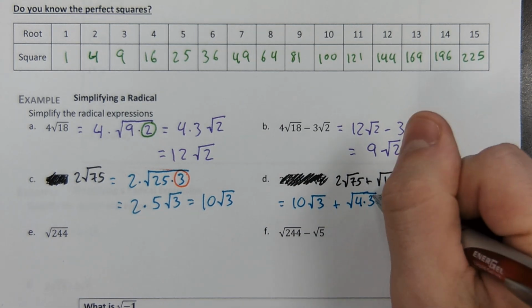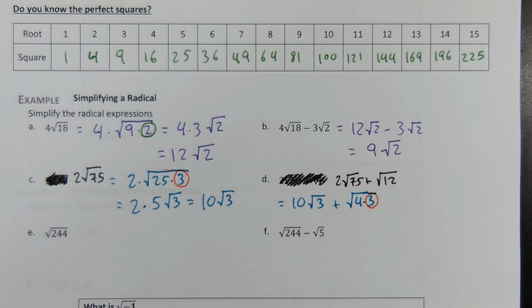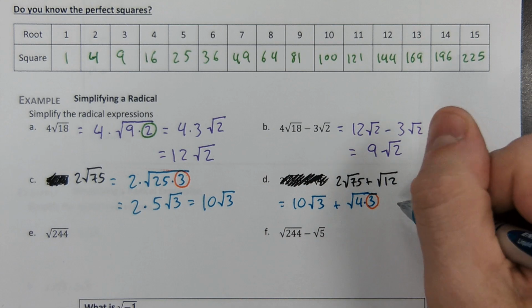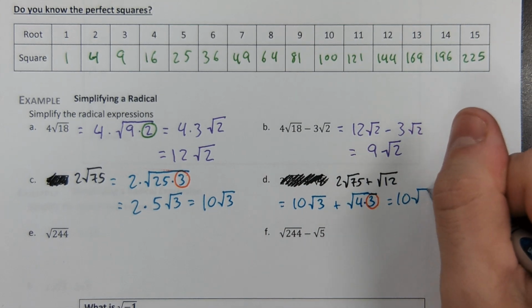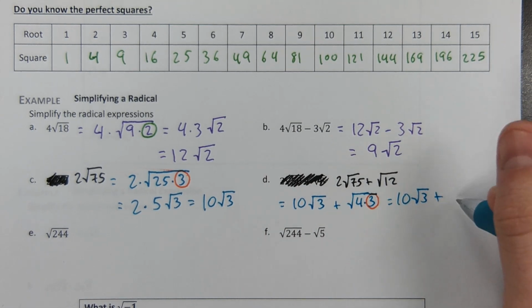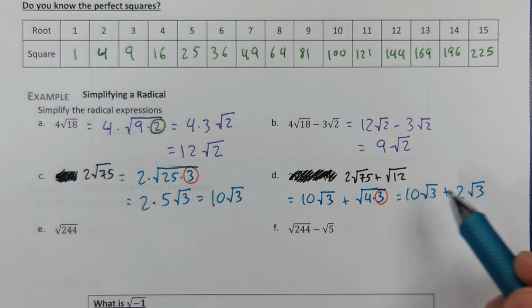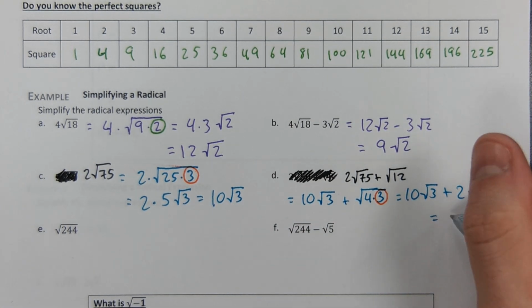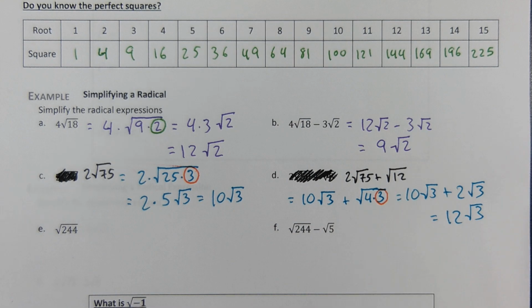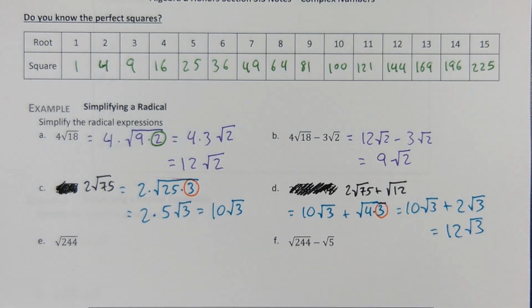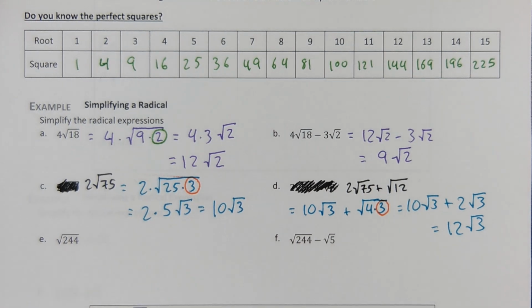This 3 will be trapped in here, but the square root of 4 will get to come out. So I have 10 root 3 plus the square root of 4, which is 2. 2 root 3. Now these are like objects. 10 root 3s plus 2 root 3s gets me 12 root 3s. Yeah, buddy.